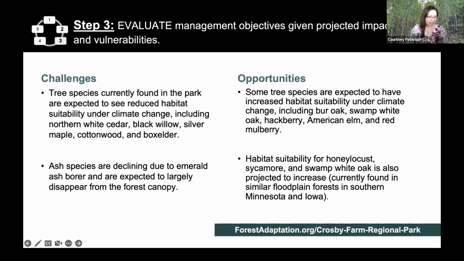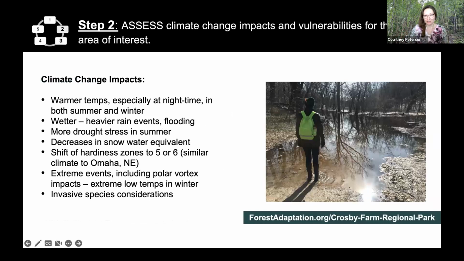I think I skipped a slide. There we go. All right, so some of the overarching climate change impacts that we're dealing with. There are warmer temperatures in the Twin Cities, especially at nighttime in both the summer and the winter. So we're really starting to think about how this lack of freezing temperatures influences this forest ecosystem in the Twin Cities. We're also experiencing heavier rain events and flooding events. When we all came together for this workshop to come up with the treatments for Crosby Farm, it had actually flooded, so we couldn't even access the site.